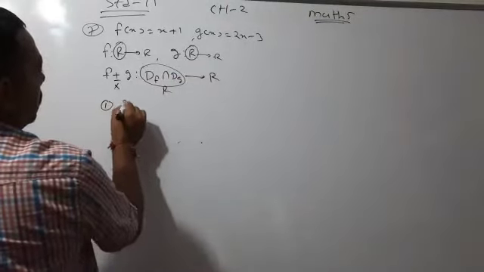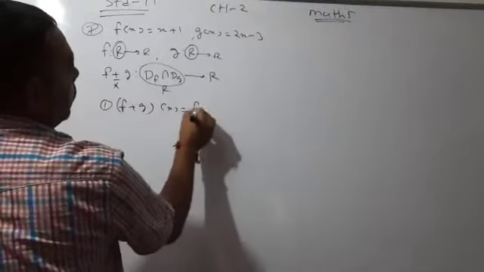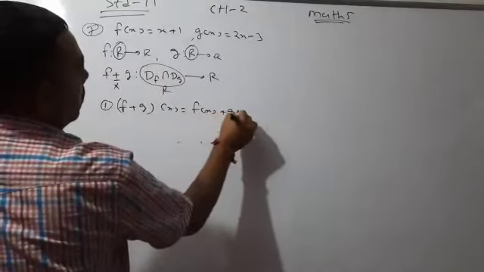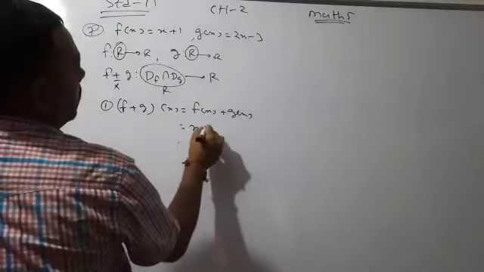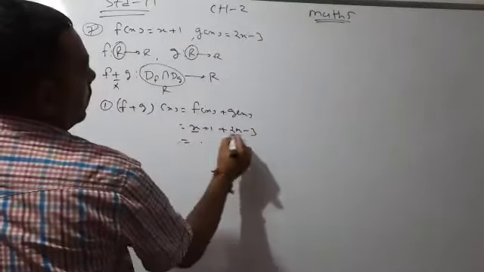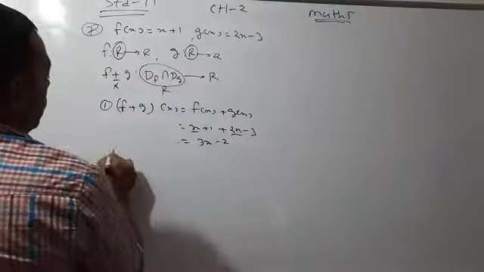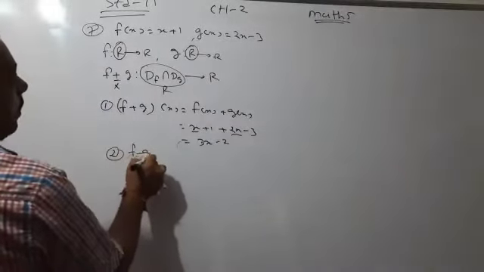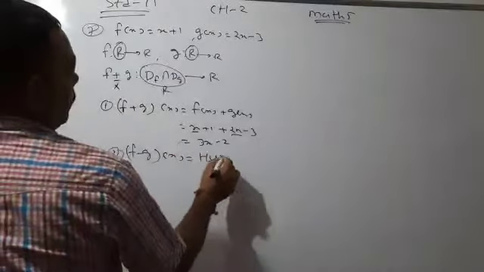Now first question, (f plus g)(x) is simple: f(x) plus g(x). So what will we write? x plus 1 plus 2x minus 3. So x and 2x gives 3x minus 2. Same way, I will not solve f minus g, but I will give you f minus g as homework.